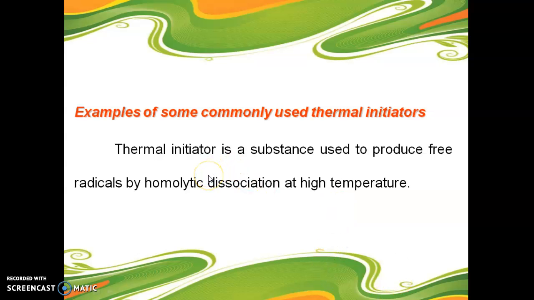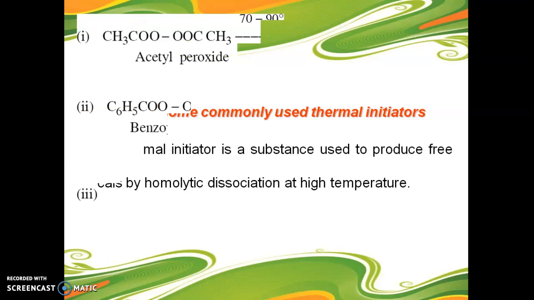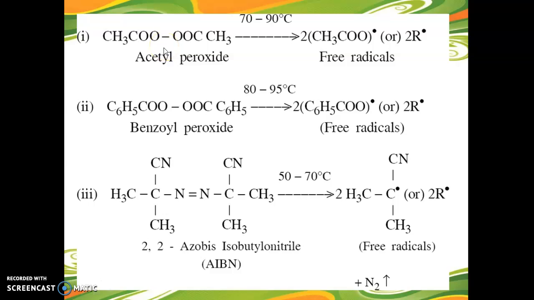Examples of commonly used thermal initiators. A thermal initiator is a substance used to produce free radicals by homolytic dissociation at a very high temperature. These are some of the thermal initiators. Acetyl peroxide at 70 to 90 degrees Celsius forms free radicals like this, 2CH3COO•. Here this bond is broken and one electron goes to this side and one electron goes to the other side. In this way it forms two free radicals. In the same way, benzoyl peroxide and 2,2-azobisisobutyronitrile form free radicals.